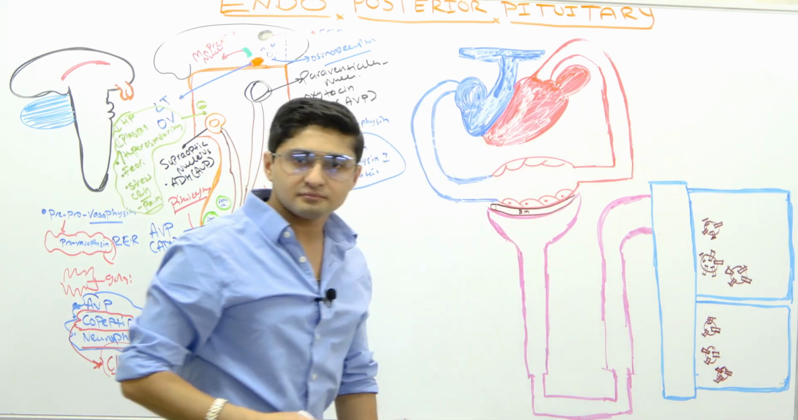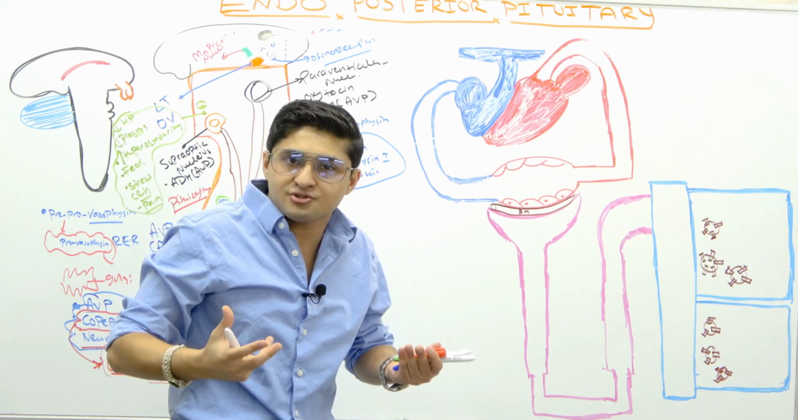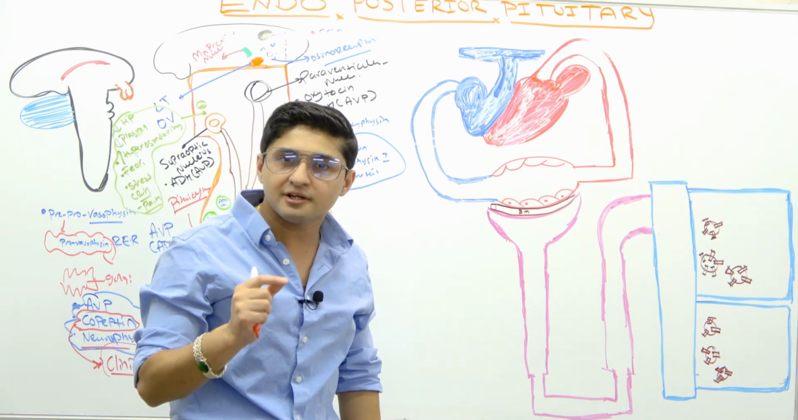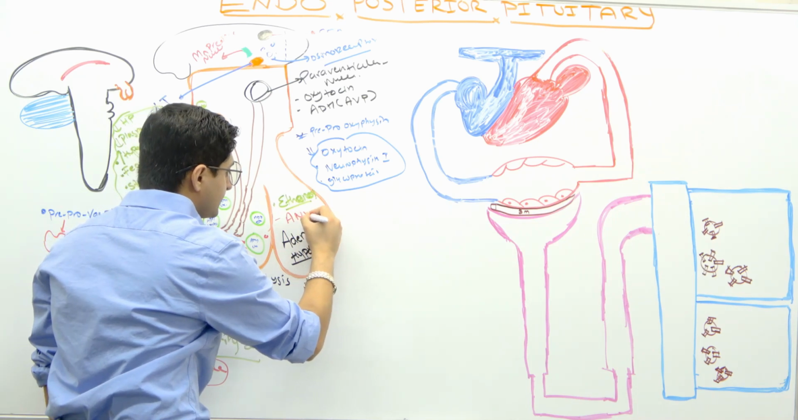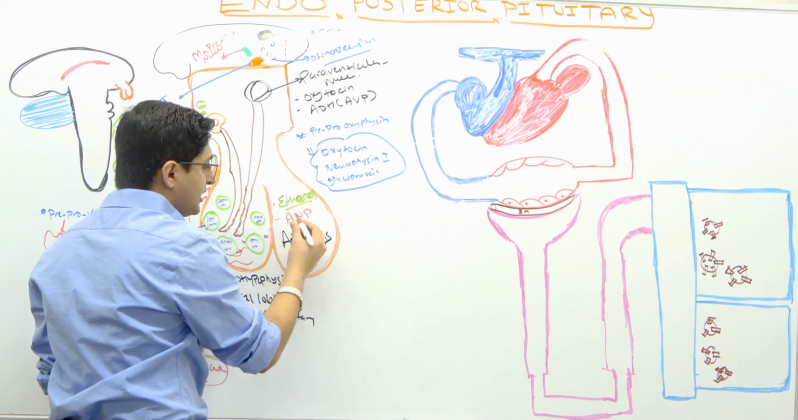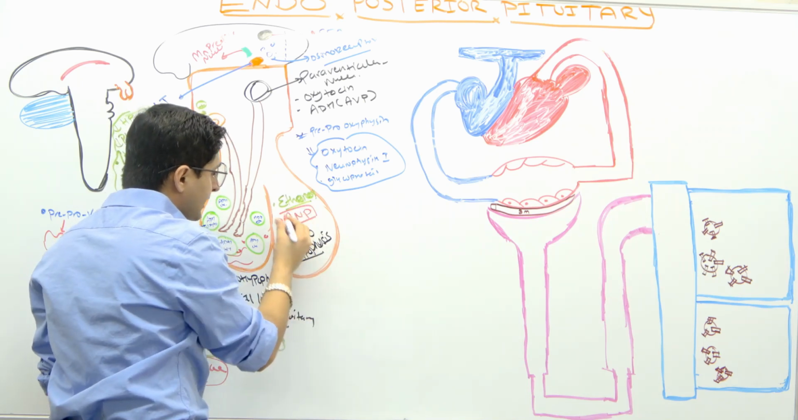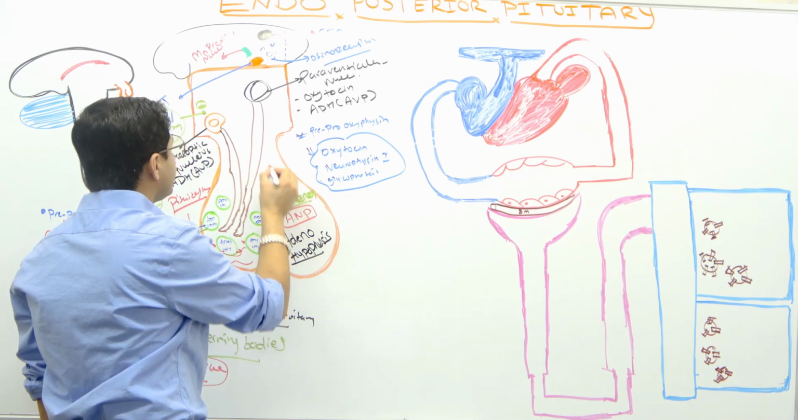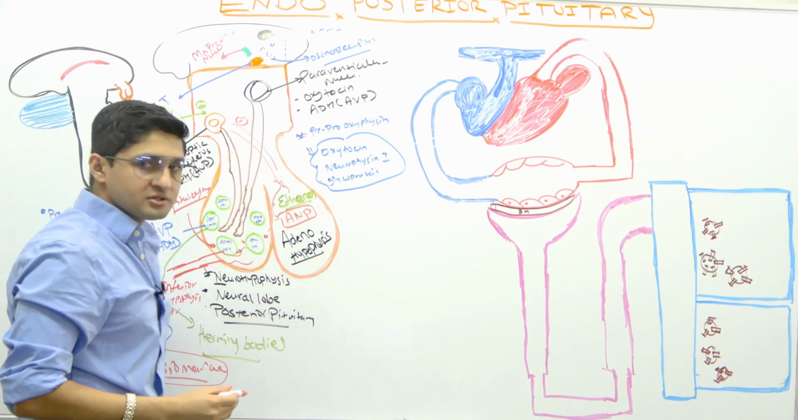atria right here? It gets stretched, whenever the plasma fluid volume increases. And whenever there's stress on it, it secretes a very special type of hormone. What is that called? It is called ANP, atrial natriuretic peptide. So this ANP and ethanol or alcohol, what happens? They will inhibit the release of this arginine vasopressin.